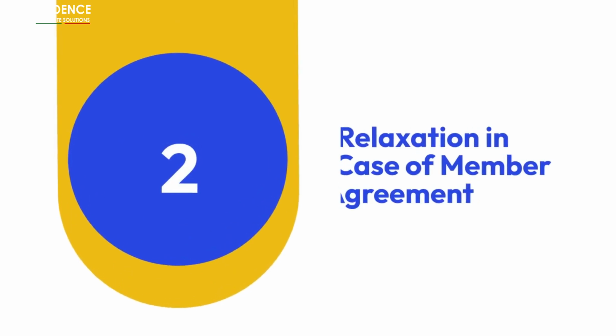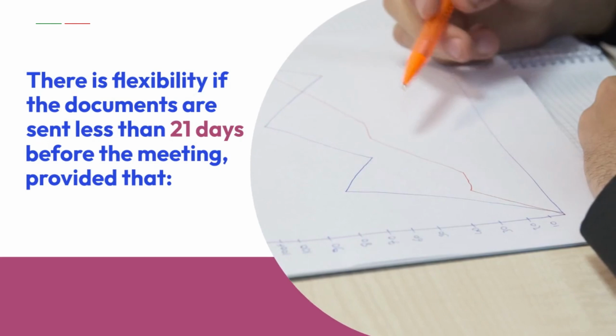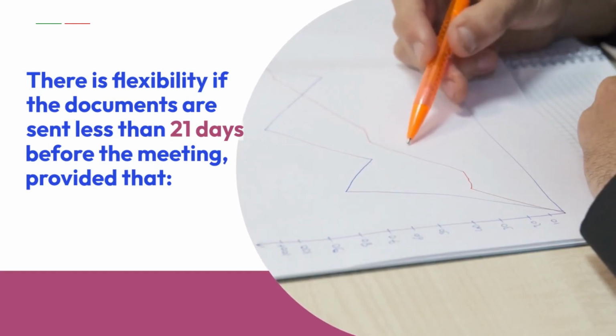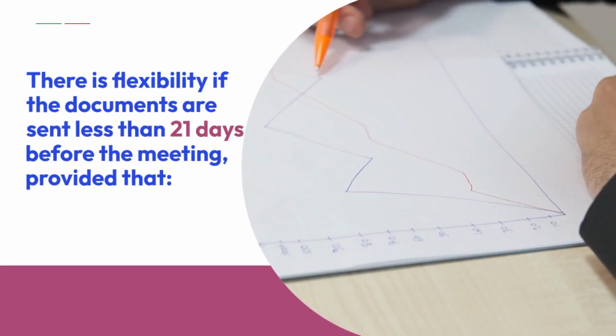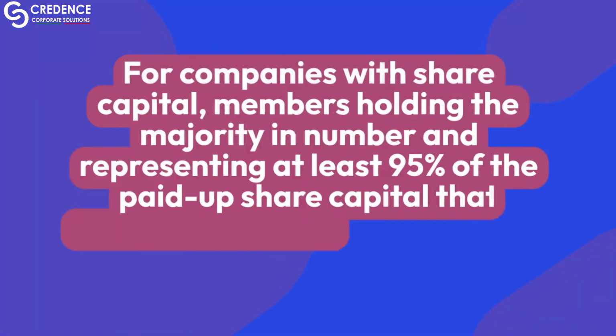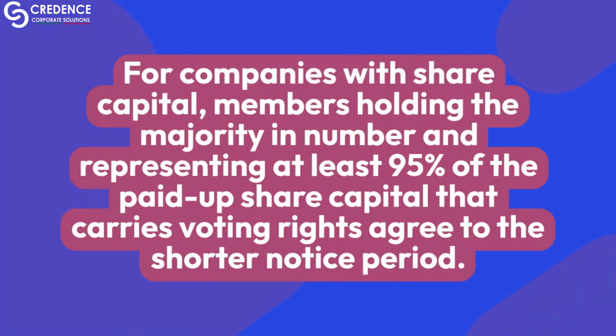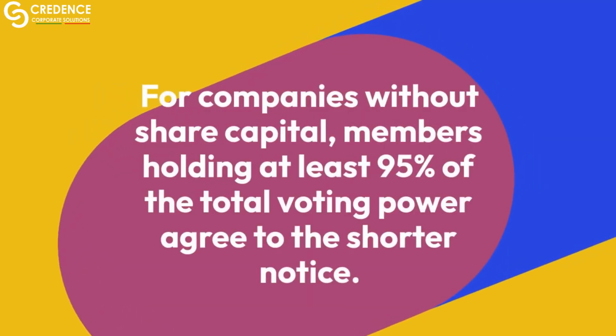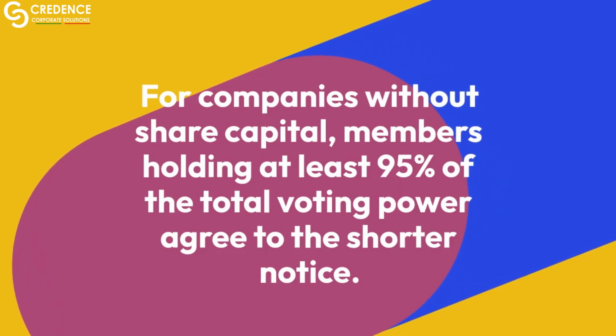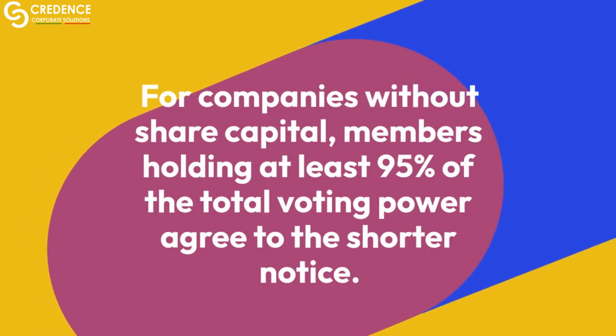2. Relaxation in case of member agreement. There is flexibility if the documents are sent less than 21 days before the meeting, provided that for companies with share capital, members holding the majority in number and representing at least 95% of the paid-up share capital that carries voting rights agree to the shorter notice period. For companies without share capital, members holding at least 95% of the total voting power agree to the shorter notice.